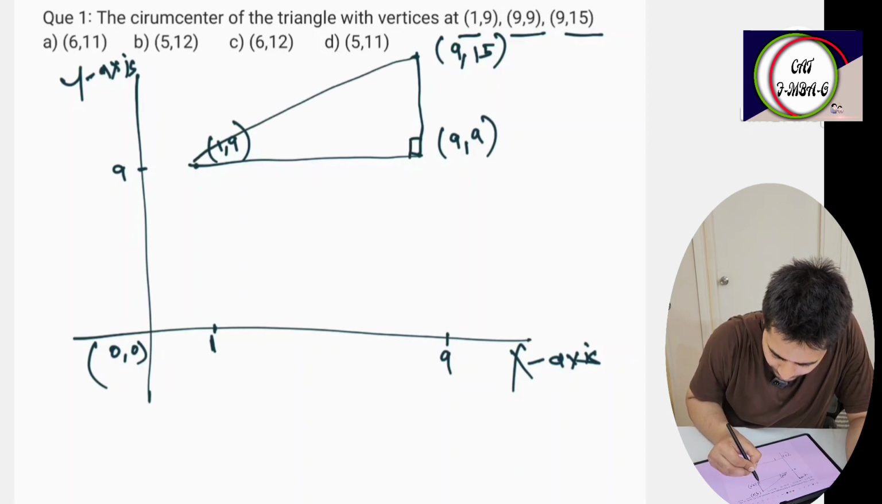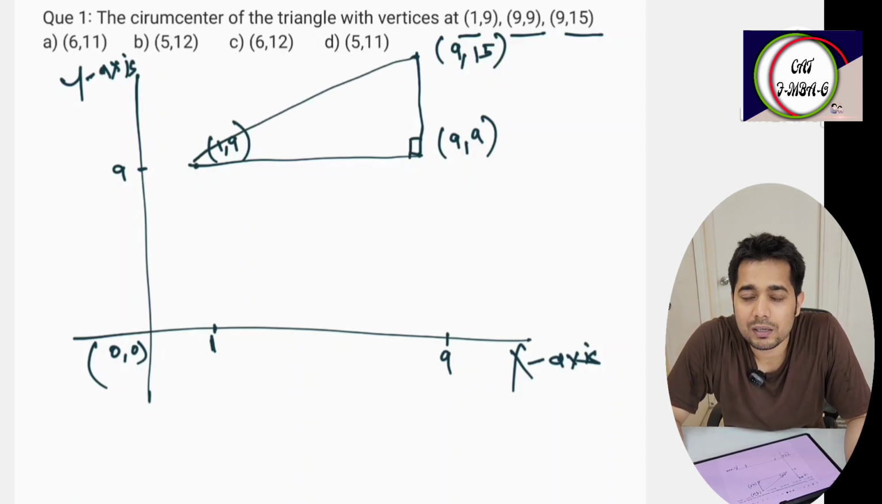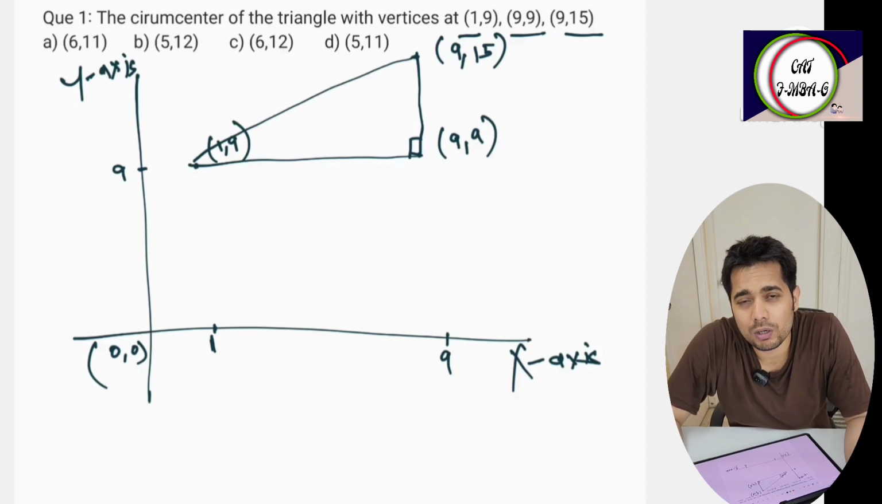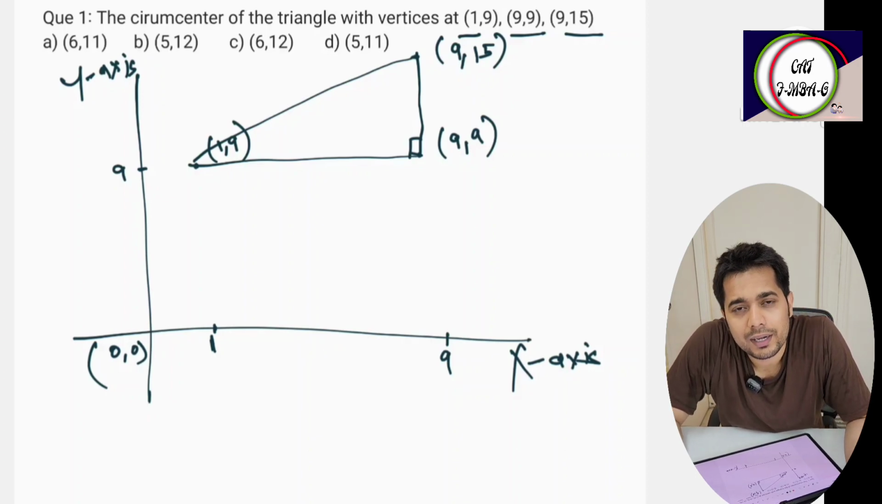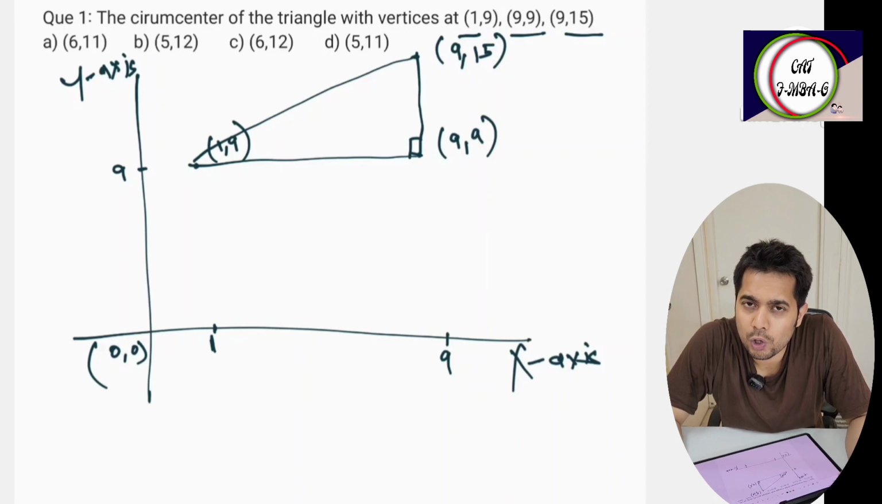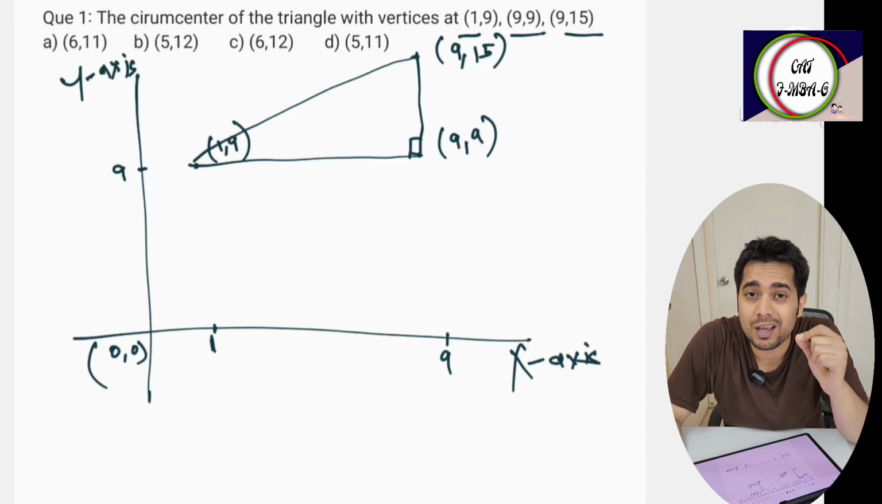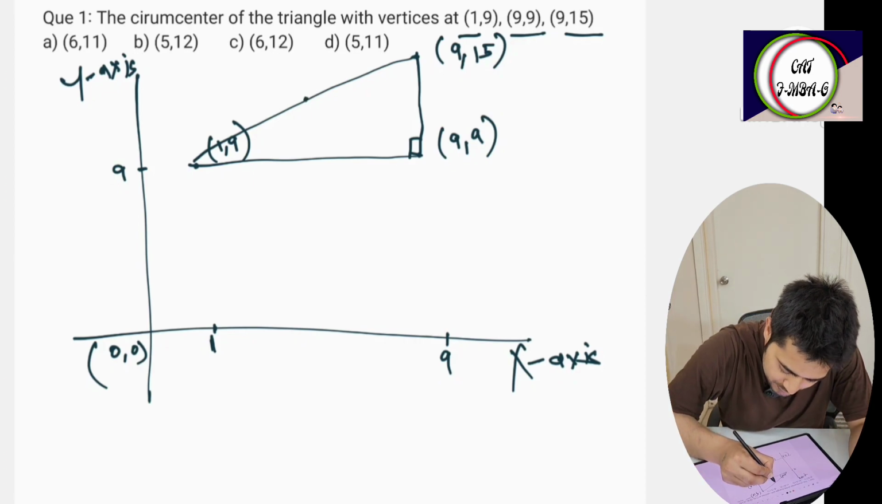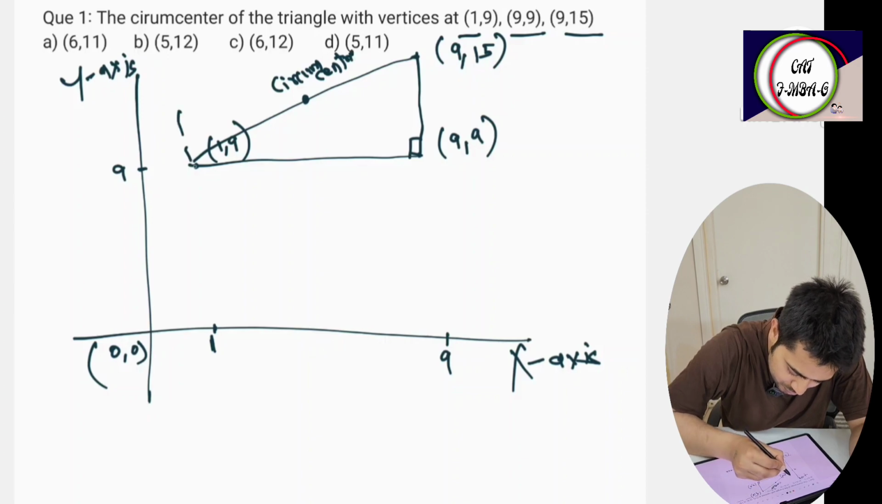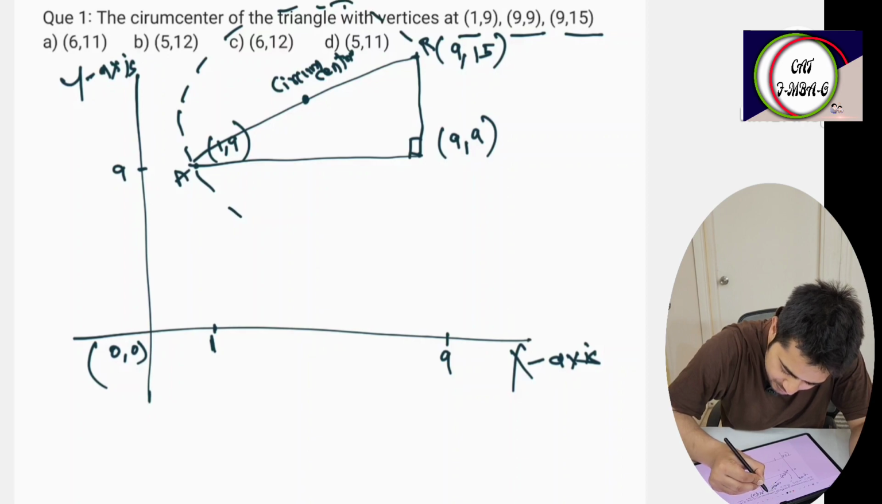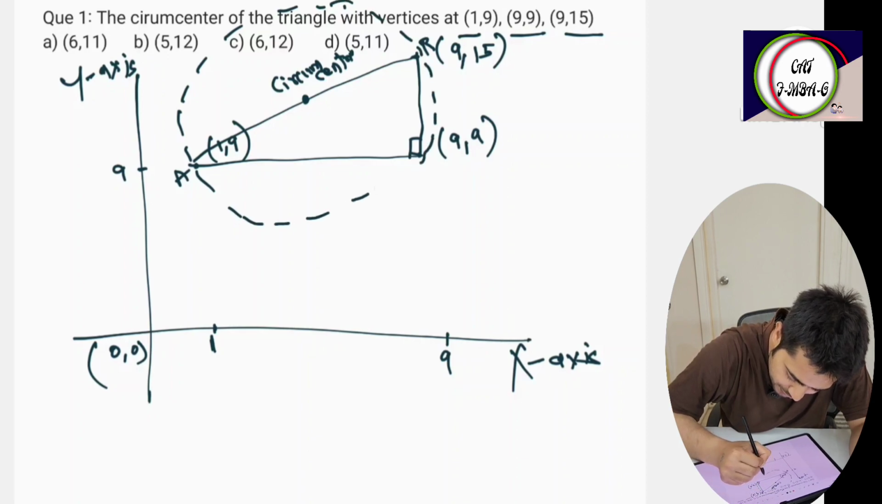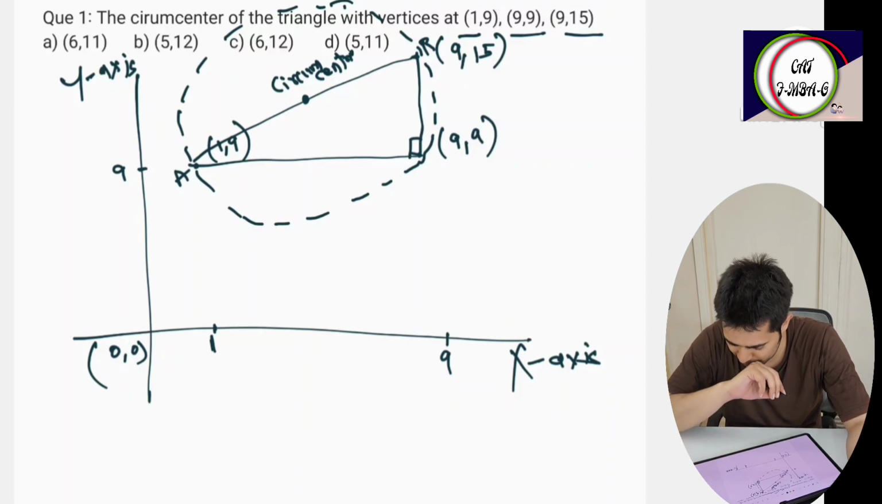This is a right angle triangle, and I told you that you always have to remember that in a right angle triangle the circumcenter always lies on the midpoint of the hypotenuse. Here this is the hypotenuse, this is the midpoint, so this is the circumcenter, because with AB as diameter, this circle will be drawn circumscribing the triangle.